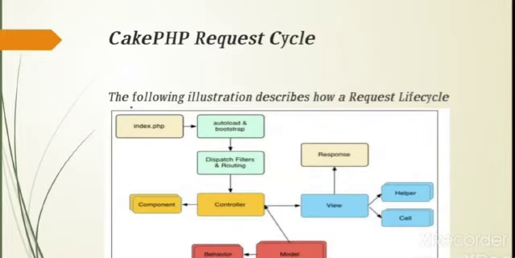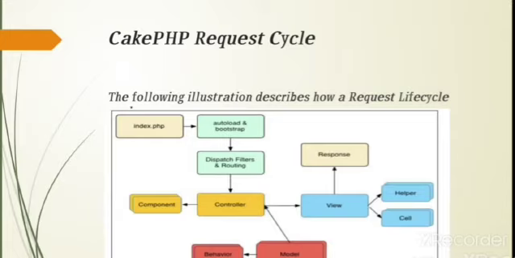Next, CakePHP request cycle. The following describes the request life cycle. First, a CakePHP request cycle starts with the user requesting a page in your application. Each request goes through the following steps. First, web server rewrite rules direct the request to index.php. Next, your application's autoloaded bootstrap files are executed. Next, any dispatch filters that are configured can handle the request and generate a response.